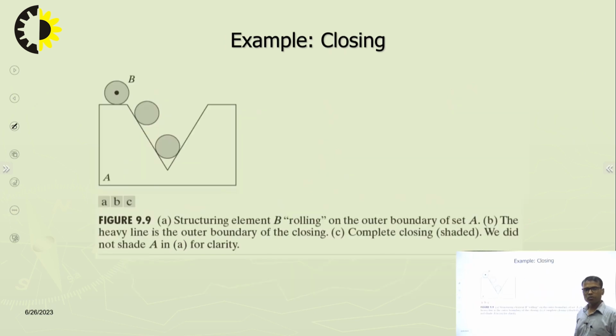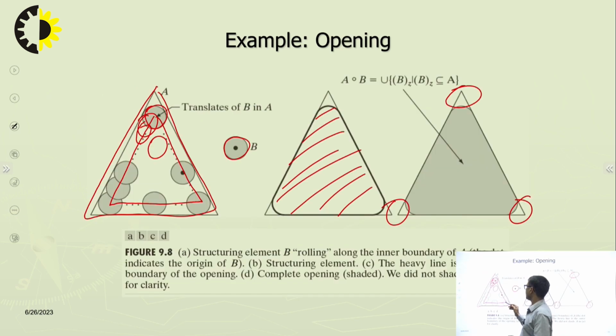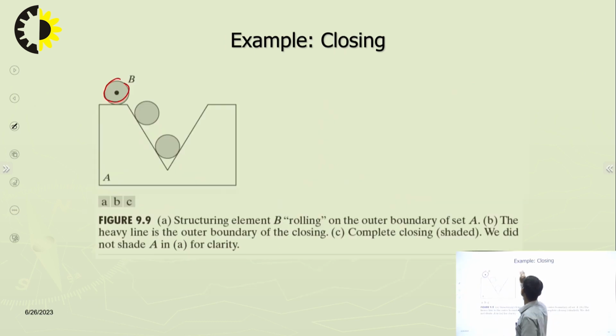Now closing with an example. If we roll this B over this shape, we can see here we are rolling inside the shape and we are rolling outside. So when closing, we are rolling outside. When we are rolling outside, certainly you will see this center point will follow this particular shape.